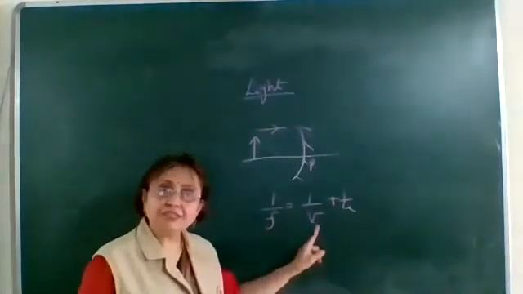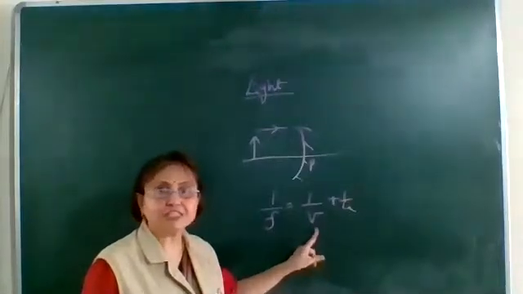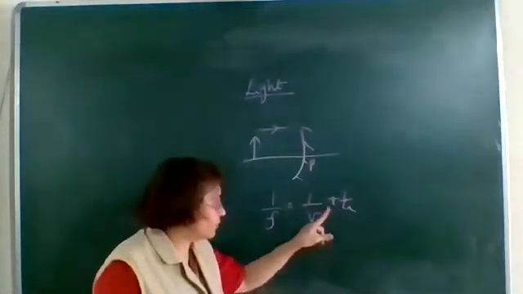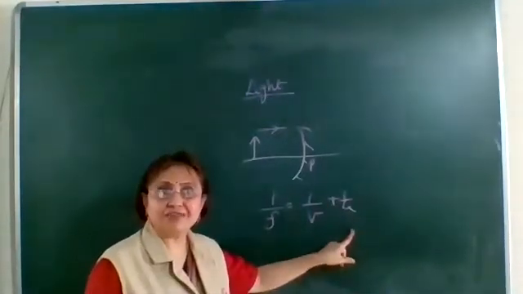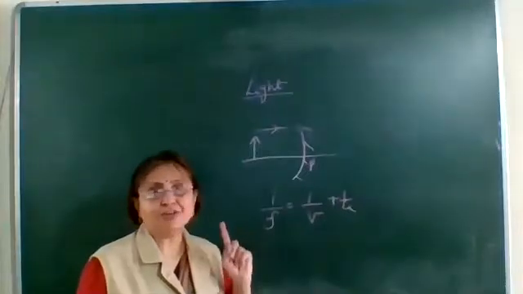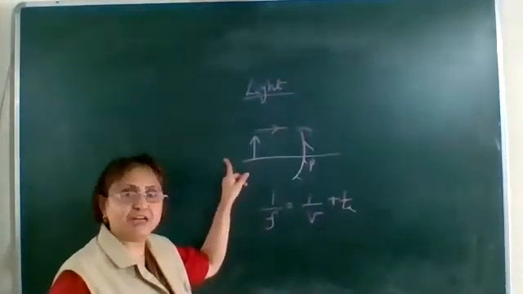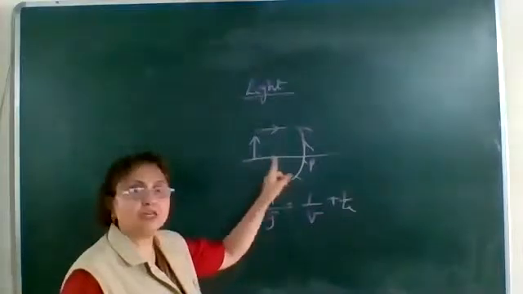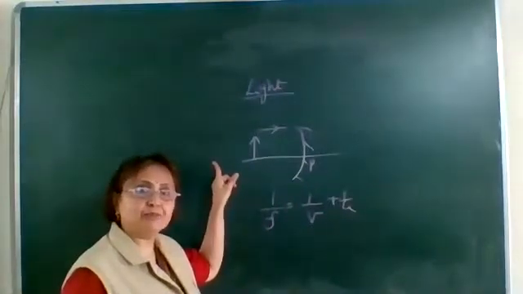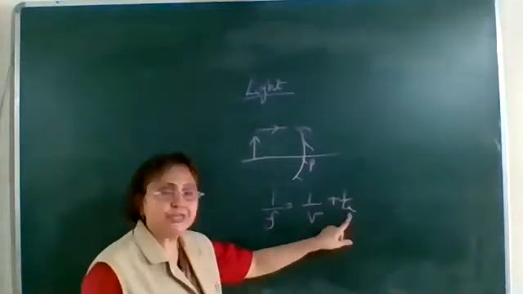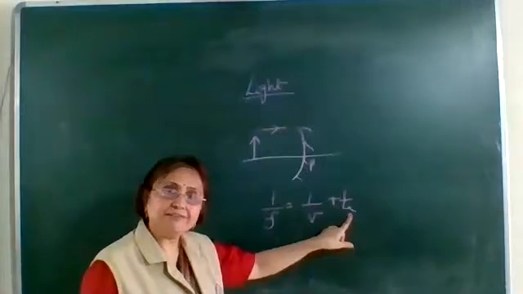But while solving numericals using this mirror formula, we have to again use the sign convention. The u distance will always be negative. Why? Because from the pole we are moving towards the left, where the object is. So the object distance will always be negative.